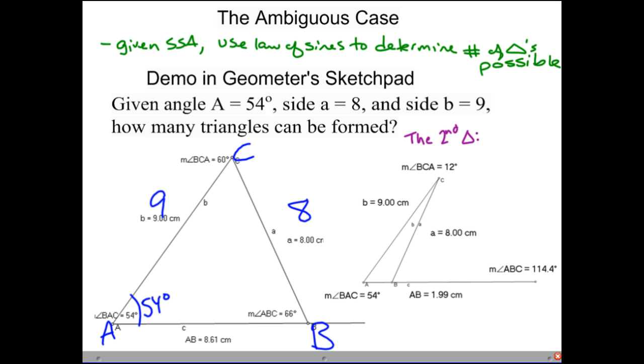Okay, so once more, we have these two triangles side by side that have the given conditions, the 8, the 9, and the 54 degrees. And you'll notice here that the angle B, this angle down here, is 114 degrees, whereas the original angle B was 66 degrees. It's important to notice that they are supplementary angles. We're going to use that fact in our approach today.